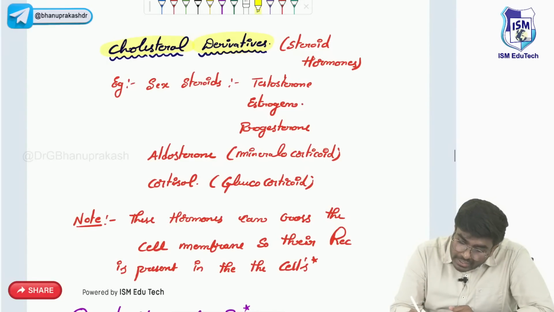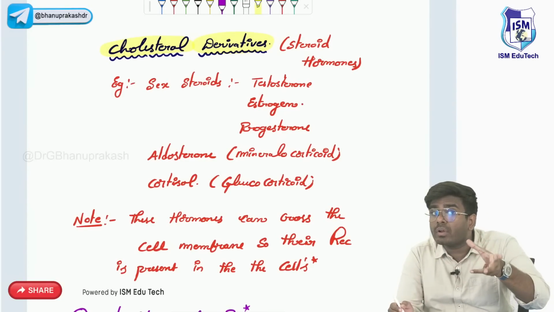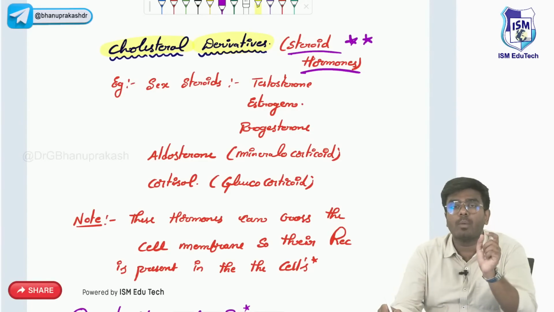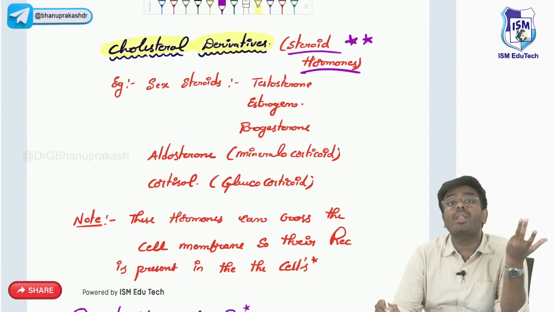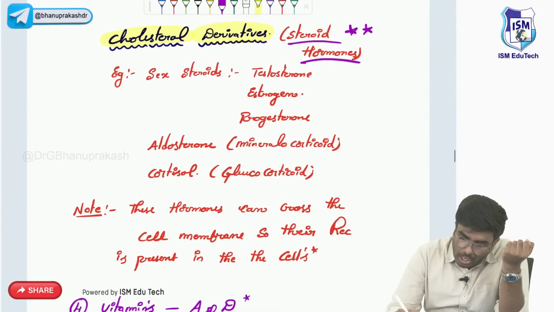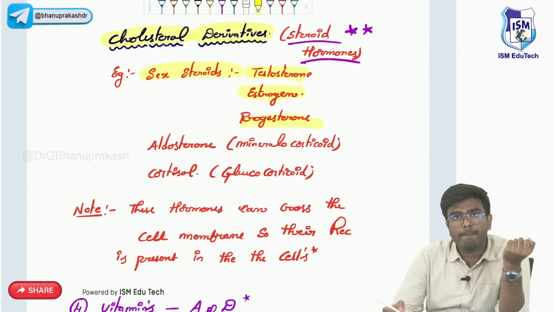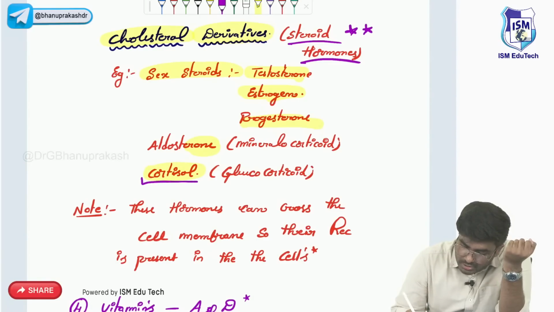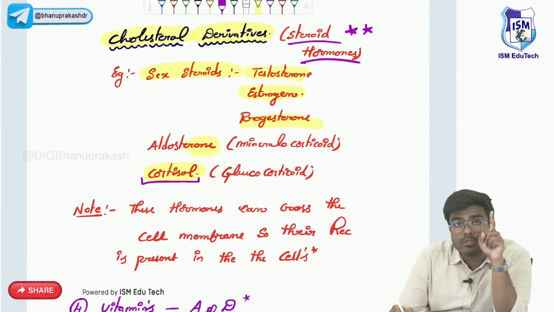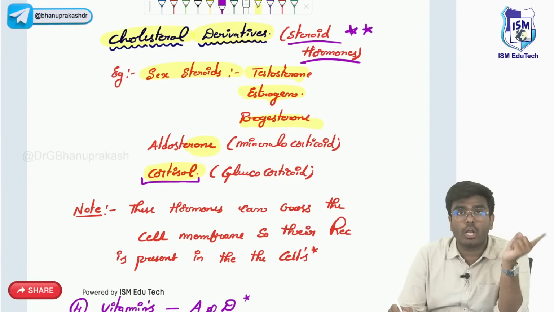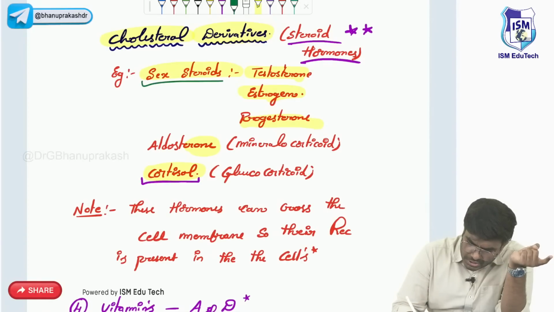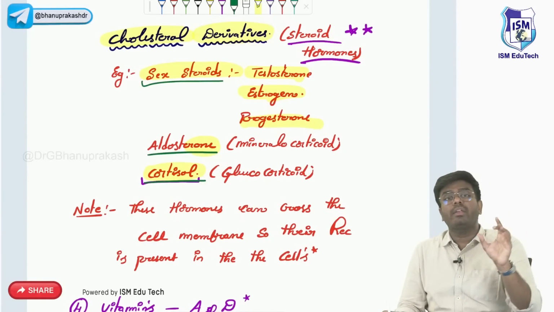Important point is cholesterol derived hormones, means hormones which are derivatives of cholesterol, which are called steroid hormones. So what exactly is a steroid hormone? A hormone which is synthesized out of cholesterol. What are the examples? Sex steroids, like testosterone, estrogen, progesterone, aldosterone, cortisol. Guys, we have discussed cortisol. Don't forget, cortisol is also derived out of cholesterol. So sex steroids, aldosterone, cortisol, all are derived out of cholesterol.